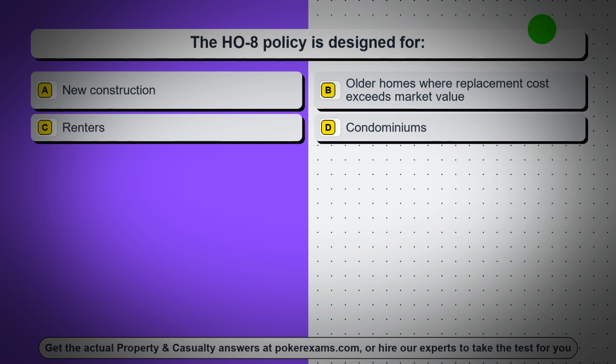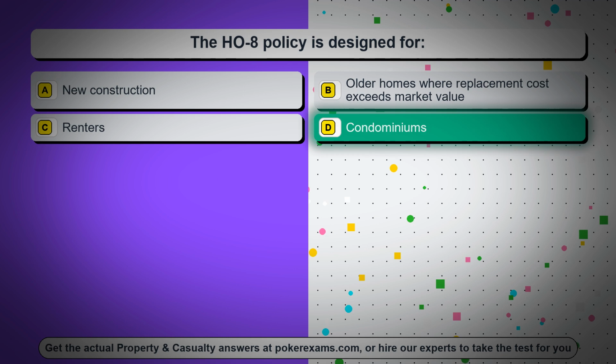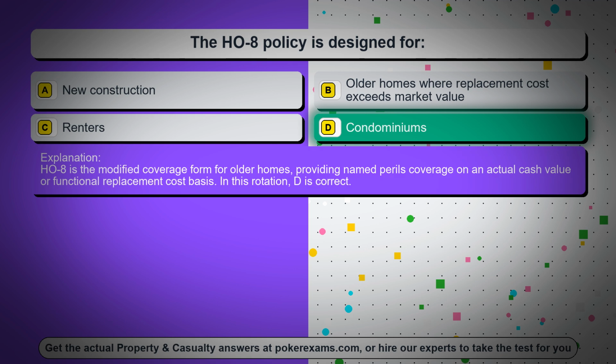Question 65. The HO8 policy is designed for, option A, new construction, option B, older homes where replacement cost exceeds market value, option C, renters, option D, condominiums. The correct answer is option D, condominiums. HO8 is the modified coverage form for older homes, providing named perils coverage on an actual cash value or functional replacement cost basis. In this rotation, D is correct.